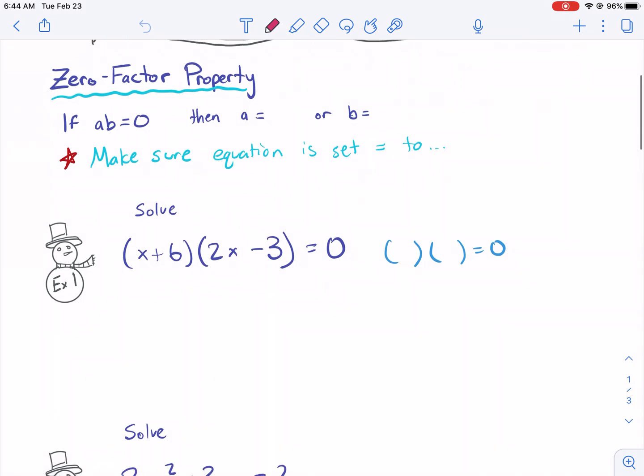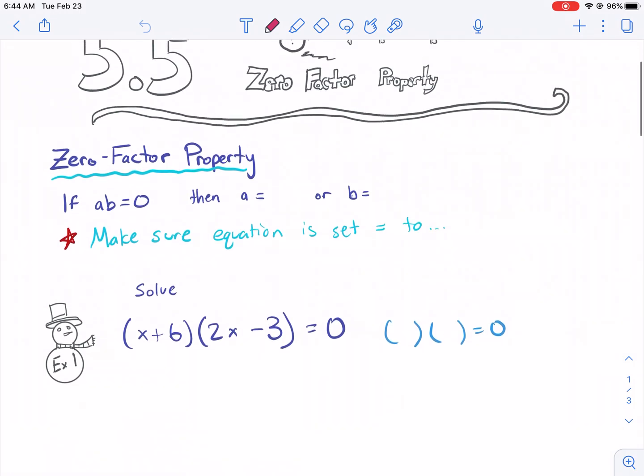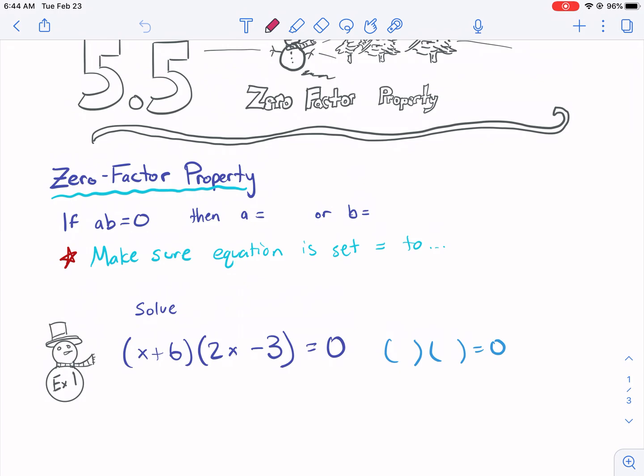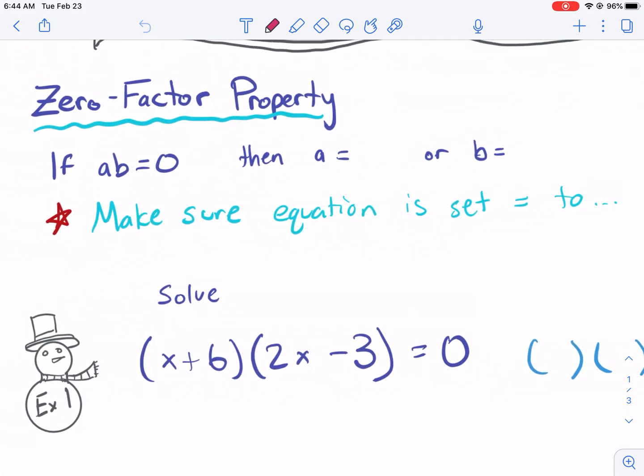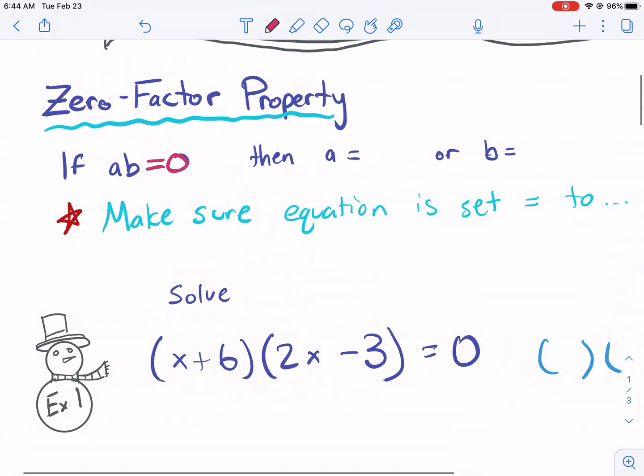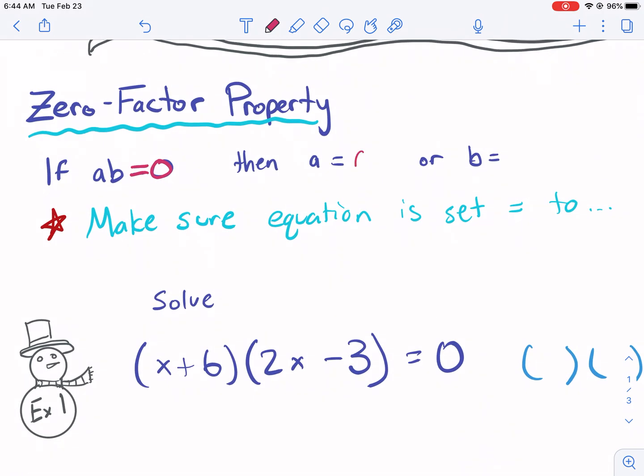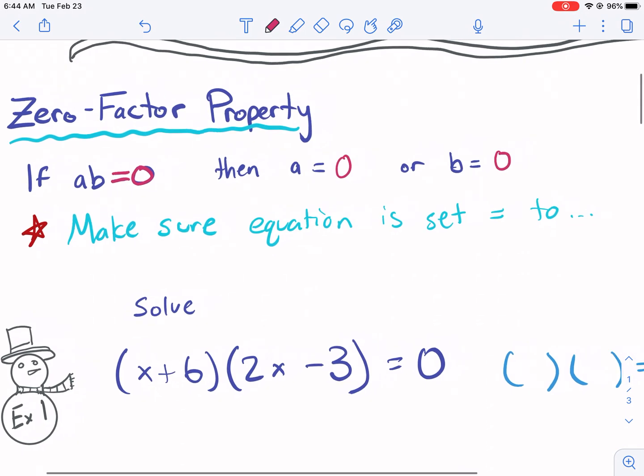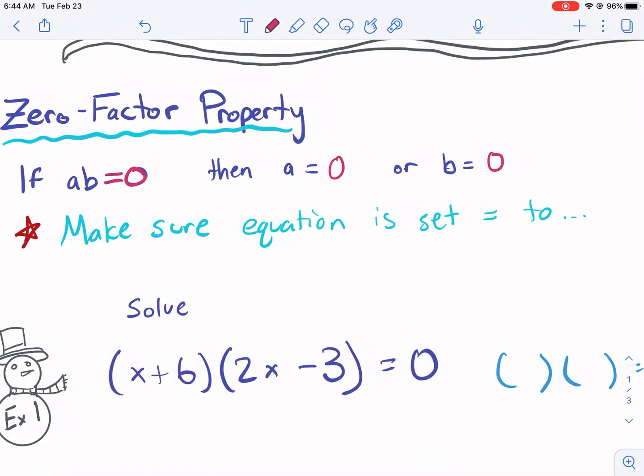Here we have the zero factor property. What is it all about? Well, it's an extension of factoring, and it's the real money maker of factoring. It's why we do factoring. So the principle is this: if we have two numbers multiplied together, A times B, and it equals 0, this is the important part, it equals 0, then we know that either A equals 0 or B equals 0. That has to be true, right? Because anything times 0 equals 0. So either A is 0 or B is 0.